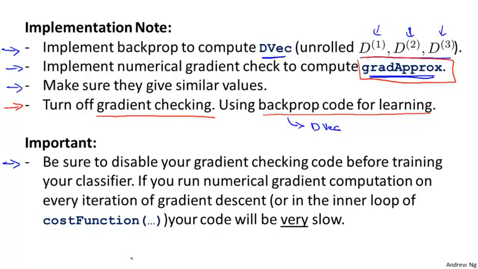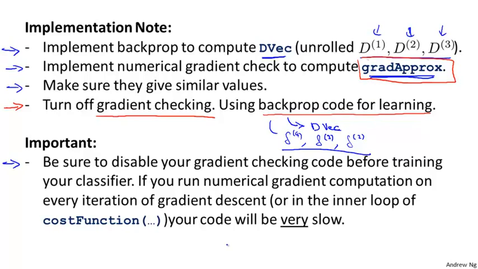Concretely, if you were to run numerical gradient checking on every single iteration of gradient descent, or if it were in the inner loop of your cost function, then your code would be very slow, because the numerical gradient checking code is much slower than the backpropagation method, where you remember we were computing delta 4, delta 3, delta 2, and so on. That was the backpropagation algorithm. That is a much faster way to compute derivatives than gradient checking. So once you verify the implementation of backpropagation is correct, make sure you disable your gradient checking code while you're training your algorithm, or else your code could run very slowly.